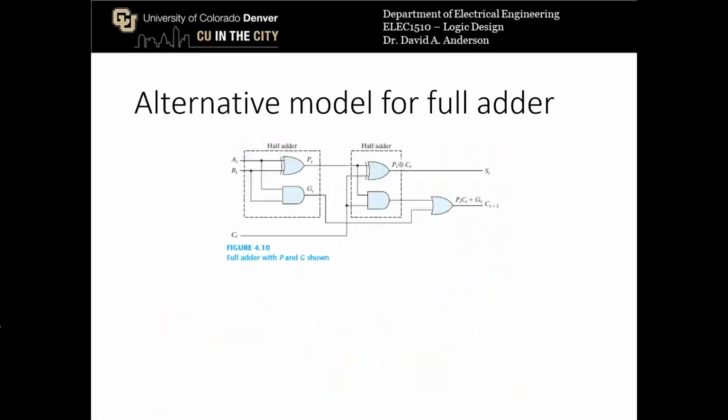In this slide, we see an alternative model for a full adder made of 2 half adders. This is more complicated than the full adder circuitry that I derived in the previous video, but it's convenient for carry lookahead logic. There are 2 intermediate variables produced in this construction, P sub I and G sub I, which stand for the carry propagation and the carry generation.